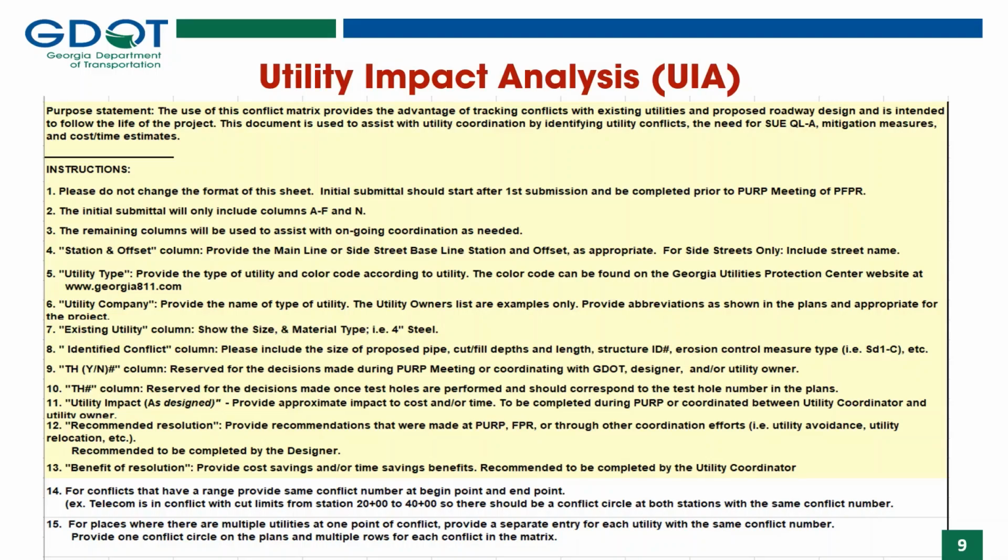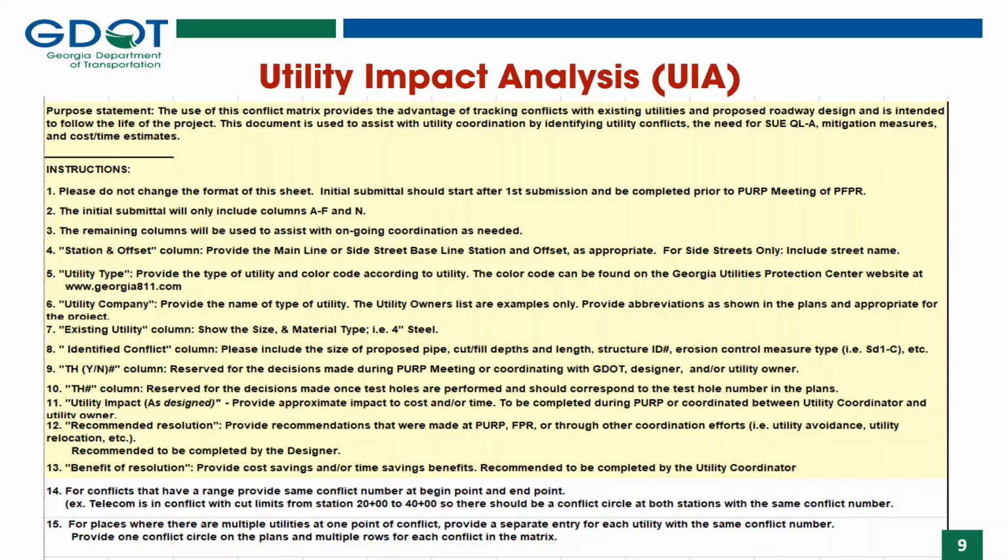For number 14, regarding conflicts that have a range, to add to what the instructions state, if the utility in this case is a telecom, which conflicts with the cut limits, a storm system, and then a ditch, a different conflict number should be shown for each conflict instead of the same conflict number. We will go over an example of this situation during the presentation.